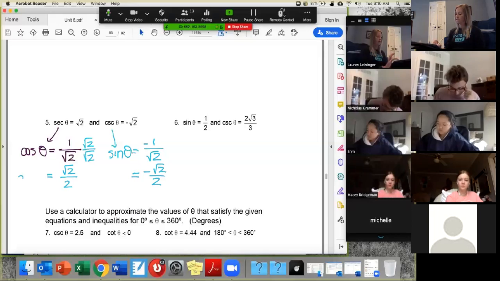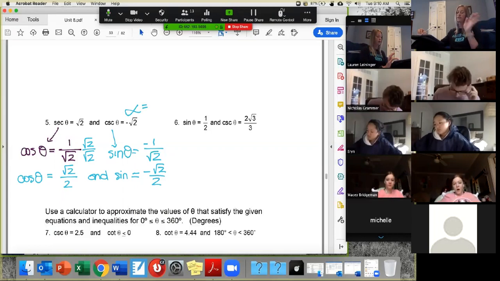So my question is asking me, where is cosine equal to positive root 2 over 2 and sine is equal to negative root 2 over 2 at the same time? So first off, the closest thing to that in my chart is at what radian? I don't have any negatives in my chart, but I do have cosine's positive root 2 over 2 and sine's positive root 2 over 2 at what reference angle? Pi over 4. Pi over 4.